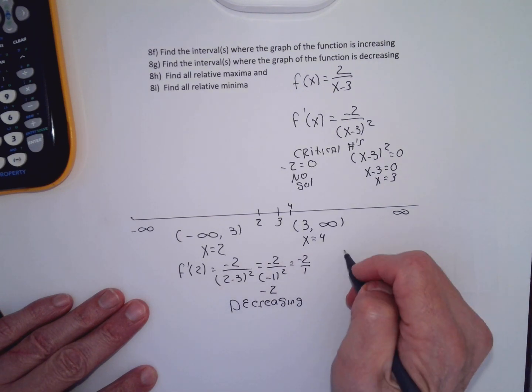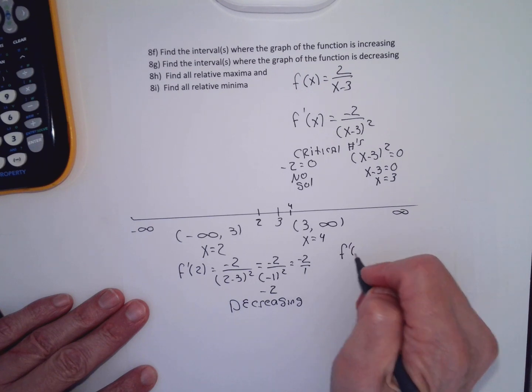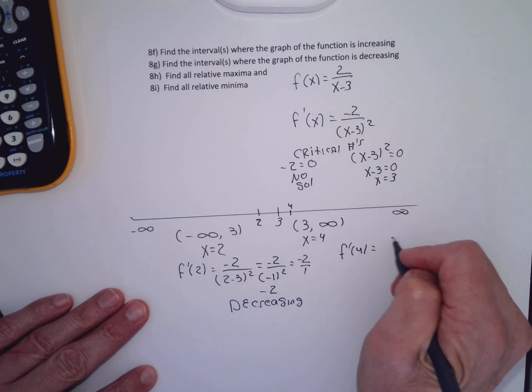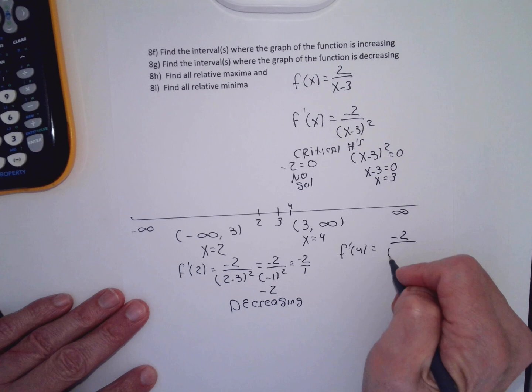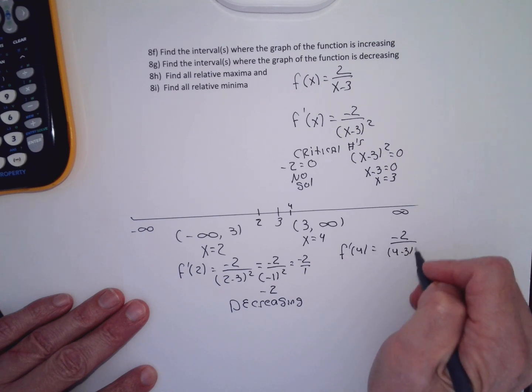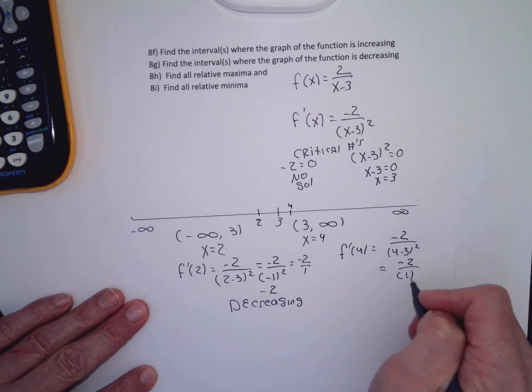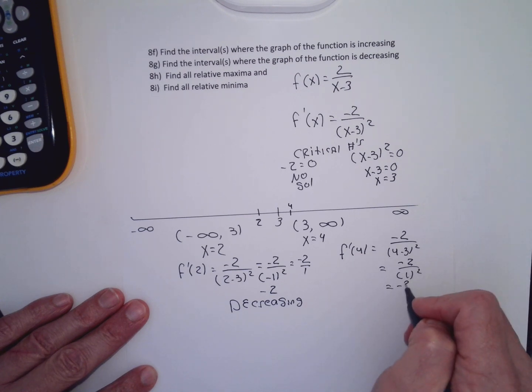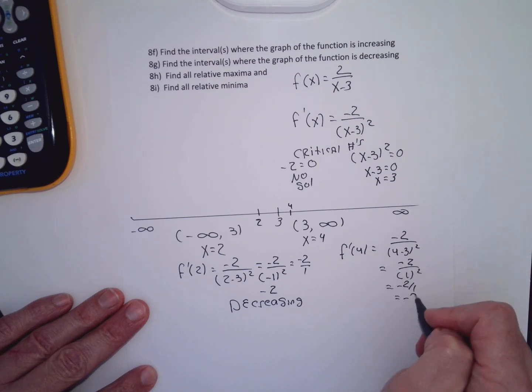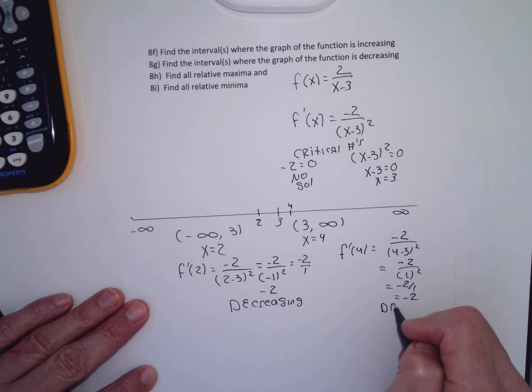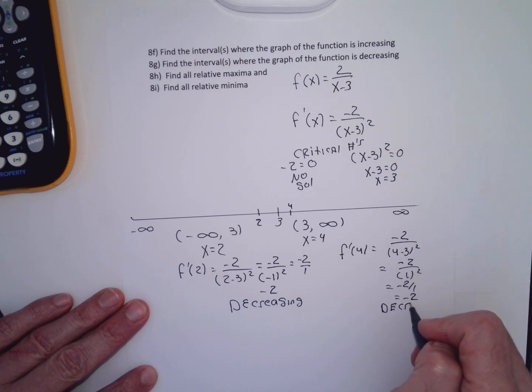Next one, I'm going to plug 4 in and do first derivative evaluated at 4. It's going to be negative 2 over 4 minus 3 squared. That's going to be negative 2 over 1 squared, which is negative 2 over 1, which is negative 2. That's another decreasing because it's negative again.